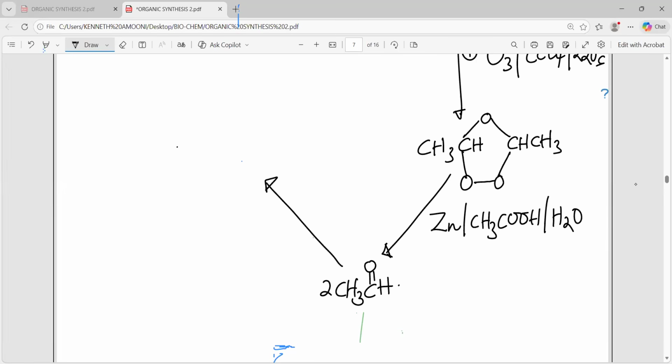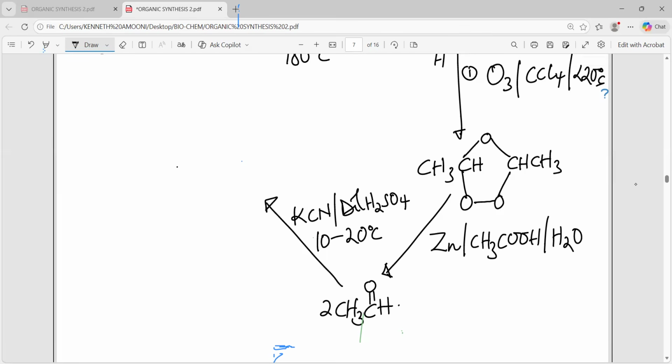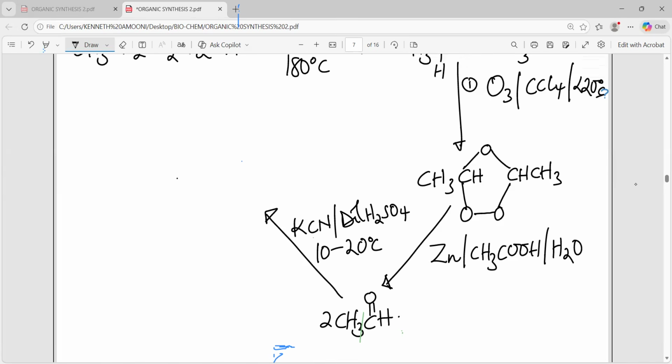Then we are going to react this aldehyde with hydrocyanic acid. But the reaction of carbonyl compounds with hydrocyanic acid does not take place directly. In other words, hydrocyanic acid is prepared from the reaction between potassium cyanide and dilute sulfuric acid, and then you heat that between 10 to 20 degrees Celsius. When you carry out that reaction, we are going to get this compound, CH3CH(CN)OH.